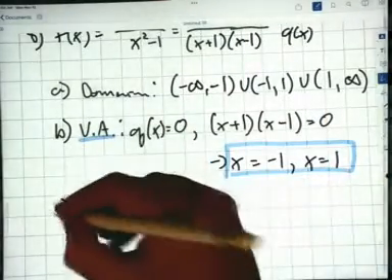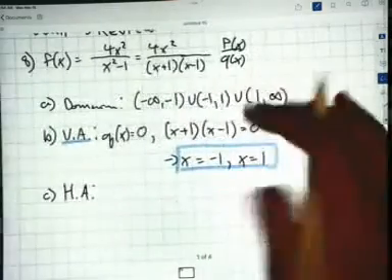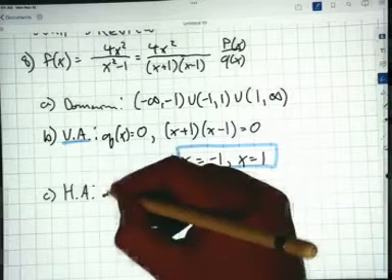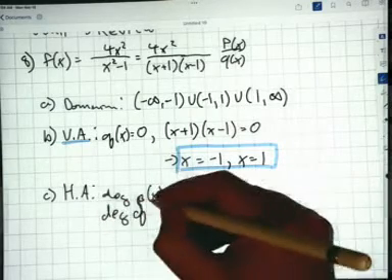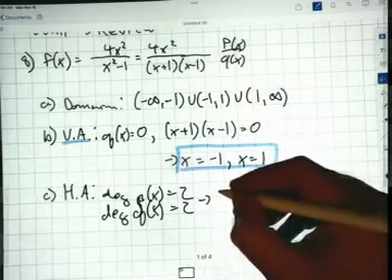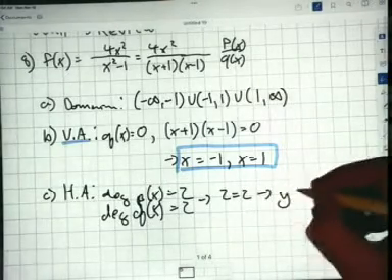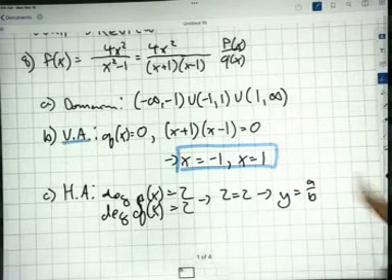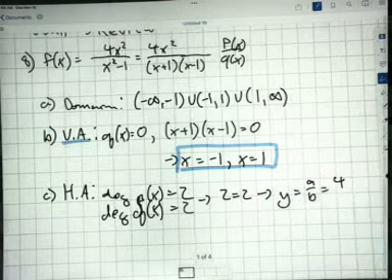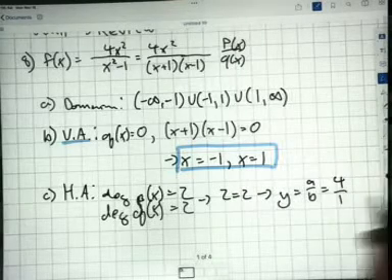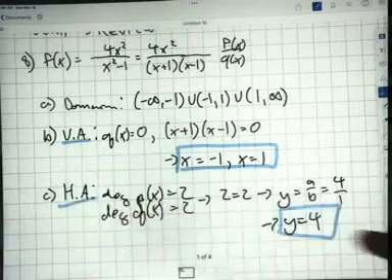C, what is the horizontal asymptote? So what we're going to do is compare the degrees of p of x and q of x. So the degree of p of x is equal to 2. The degree of q of x is also equal to 2. So since 2 is equal to 2, since the degrees are equal to each other, that means that y is equal to a over b. I'm just using these notations to say, what is a? A is the leading coefficient of your numerator. That's 4. B is the leading coefficient of your denominator, that's 1, so that means that y is equal to 4 is our horizontal asymptote.